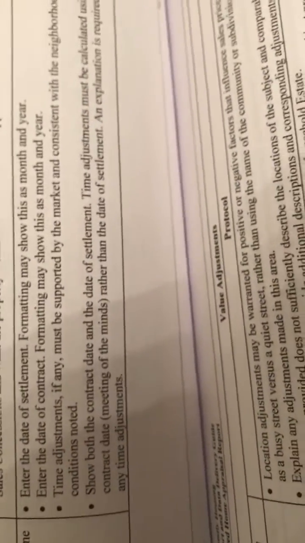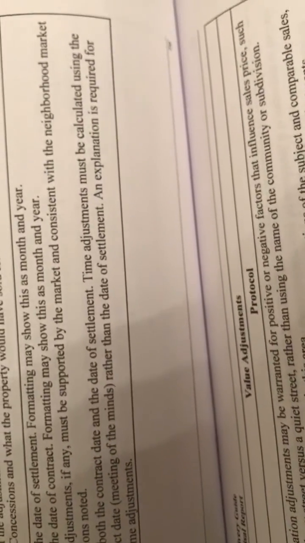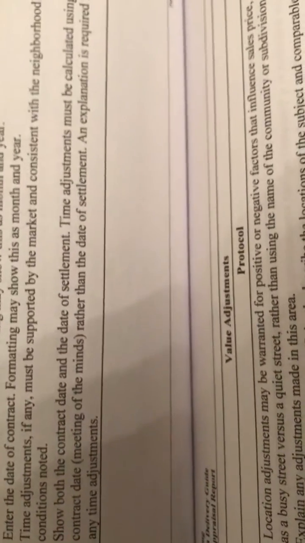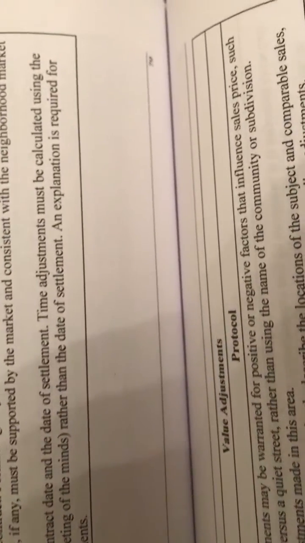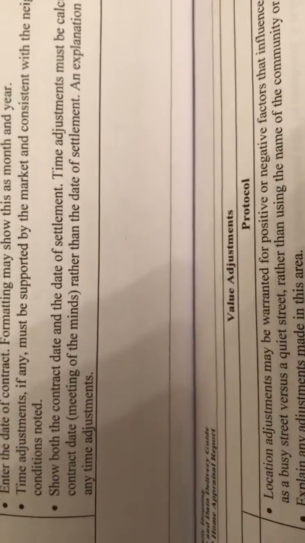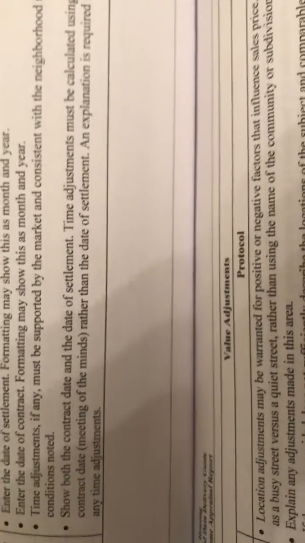Time adjustments, if any, must be supported by the market and consistent with the neighborhood market conditions noted. Show both the contract date and the date of settlement. Time adjustments must be calculated using the contract date, meeting of the minds, rather than the date of settlement. An explanation is required for any time adjustments.